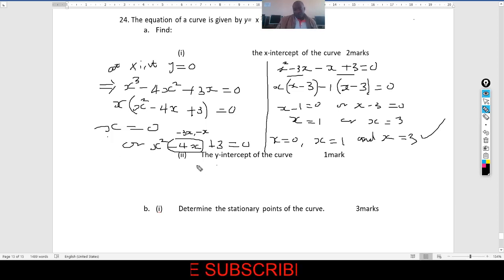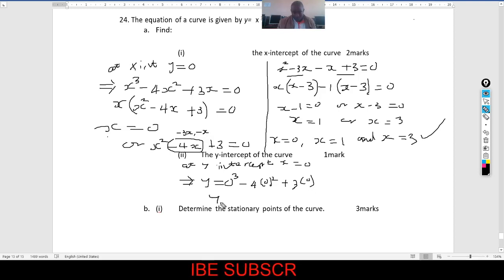Then the y-intercept is when x is 0. So at the y-intercept, x is 0. So if x is 0, that means y equals to 0 cubed minus 4 times 0 squared, then plus 3 times 0. So all this gives y equals to 0. That's one mark.